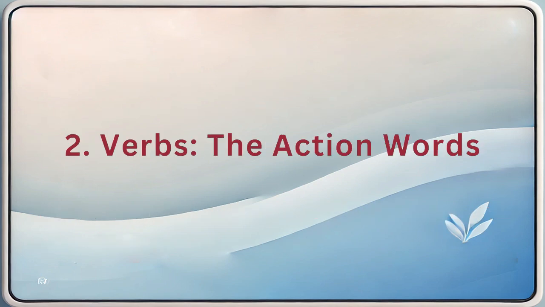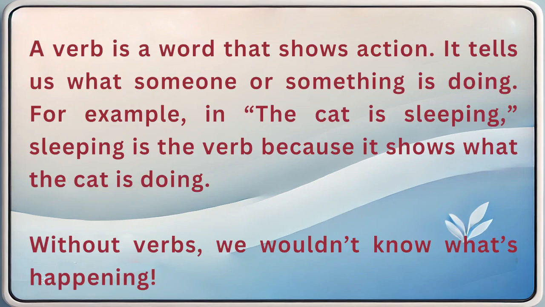2. Verbs, the action words. A verb is a word that shows action. It tells us what someone or something is doing. For example, in "The cat is sleeping," sleeping is the verb because it shows what the cat is doing. Without verbs, we wouldn't know what's happening.